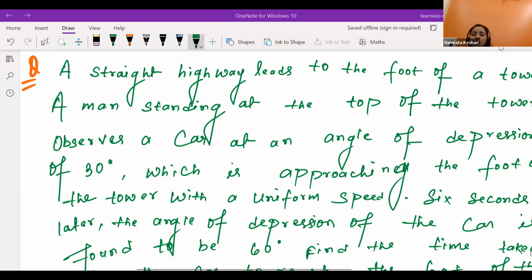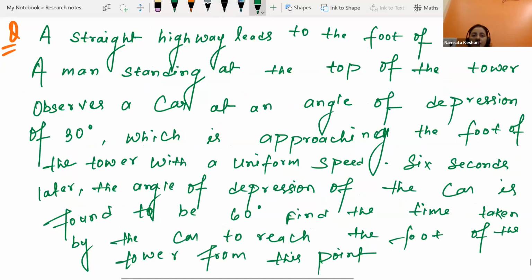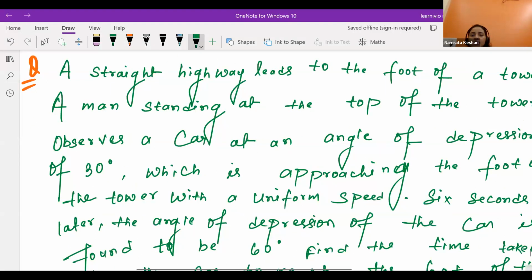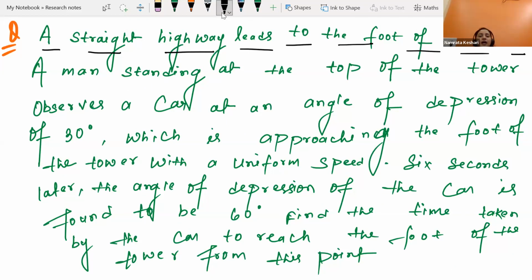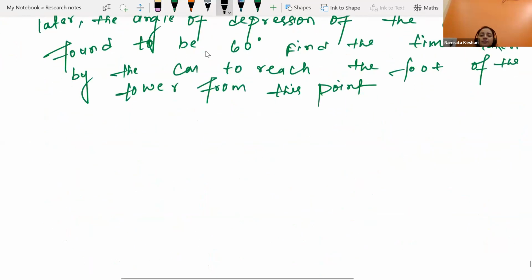So let's draw the figure over here. It says that a straight highway leads to the foot of a tower. Okay, there is a tower, that much we understood. The highway is leading to the foot of the tower, we will be drawing that, but there is a tower.